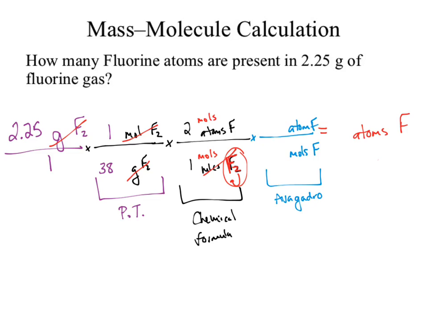That looks horribly wrong to me. I think it's Avo. In any case, Avogadro's number, and what is Avogadro's number? Times 10 to the 23rd atoms.